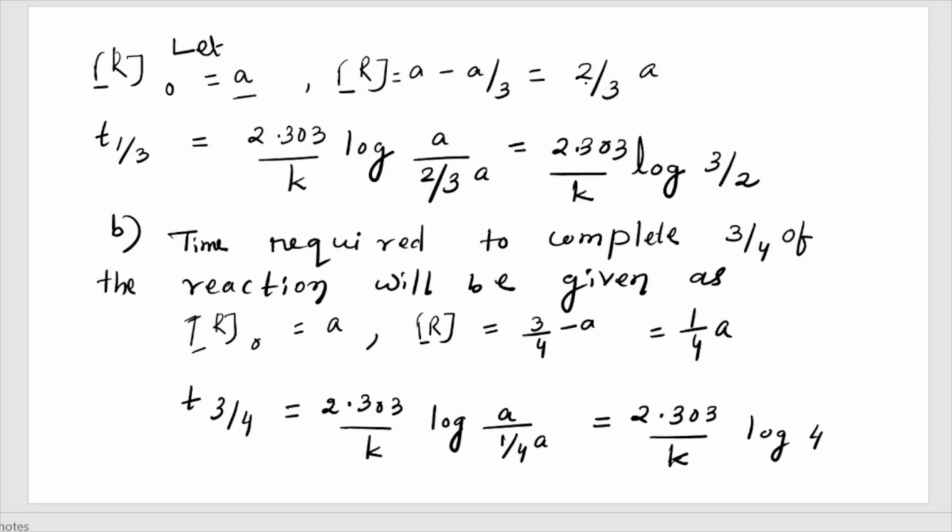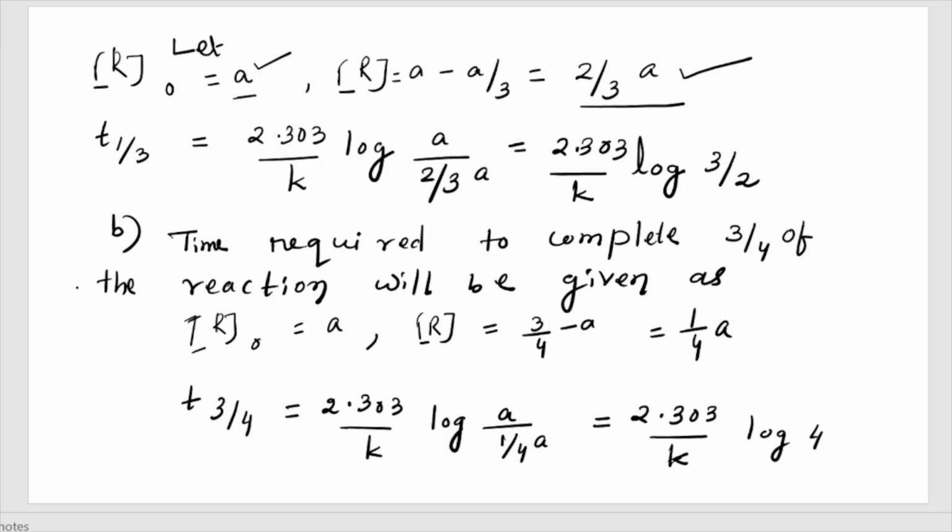So what is the answer? 2 by 3a. Then what is the initial concentration? a. And after 1/3 of the reaction, what is the final concentration? This one, 2 by 3a. So this is the final concentration, and this is the initial concentration. Then you can calculate easily.